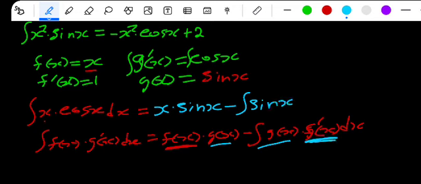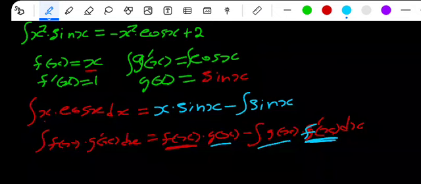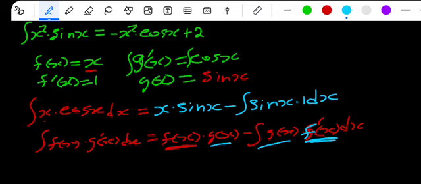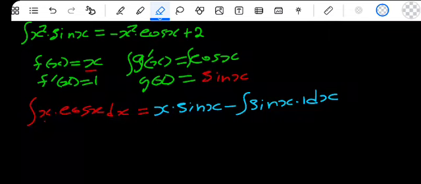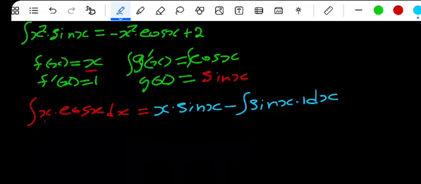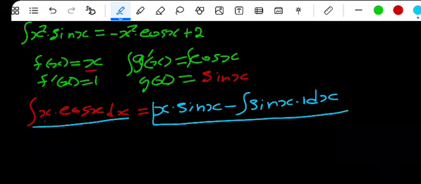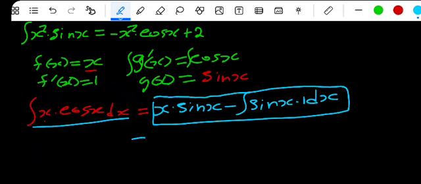Then g of f prime, this is f prime. F prime, it's what? It's 1. So multiply this by 1. We have here dx. So all right, this is what we have. Do not forget, we are dealing with that part. So this is what we'll have. So this will simplify to this, but let us do it further.